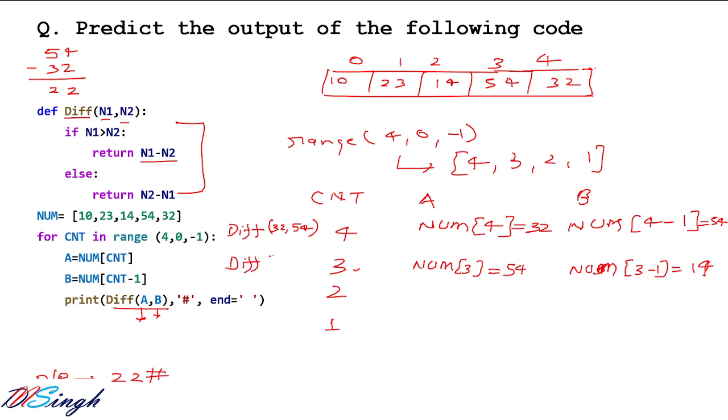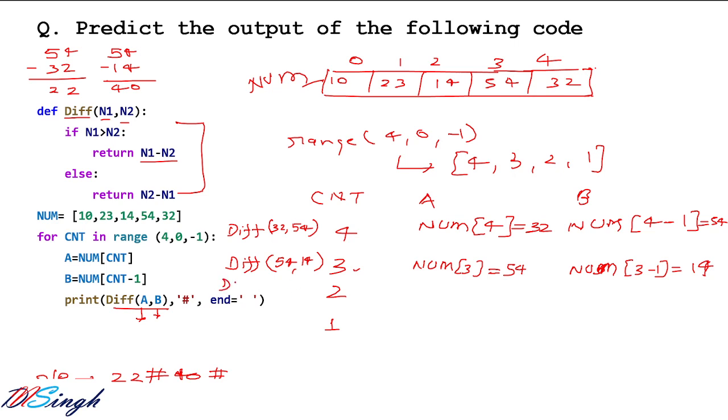Now what does the call look like? Diff, and the first argument is a. So what is the value of a? 54. What is the value of b? That is at index 2. This list is stored inside num, so there you have the 14 in it. Now with this 14 and 54, the return of this call is the difference between these two numbers. So 54 minus 14, what do you get? 40. So again 40 will be printed, after that hash will be printed, and then the next call.